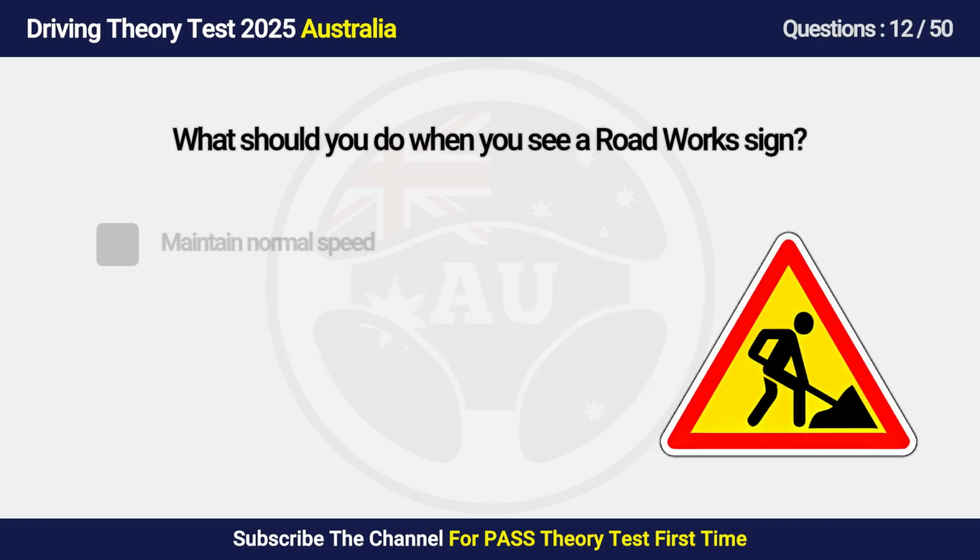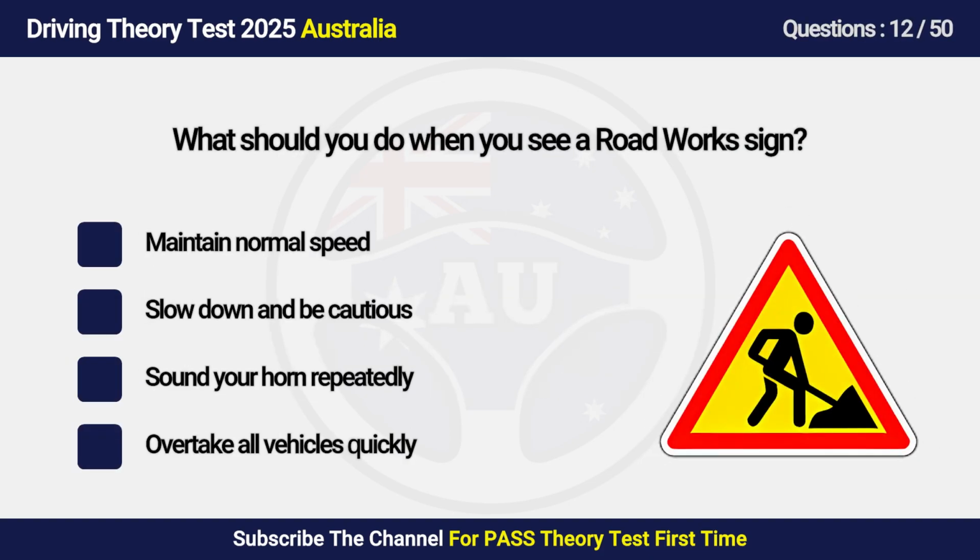Question 12. What should you do when you see a roadwork sign? A. Maintain normal speed. B. Slow down and be cautious. C. Sound your horn repeatedly. D. Overtake all vehicles quickly.